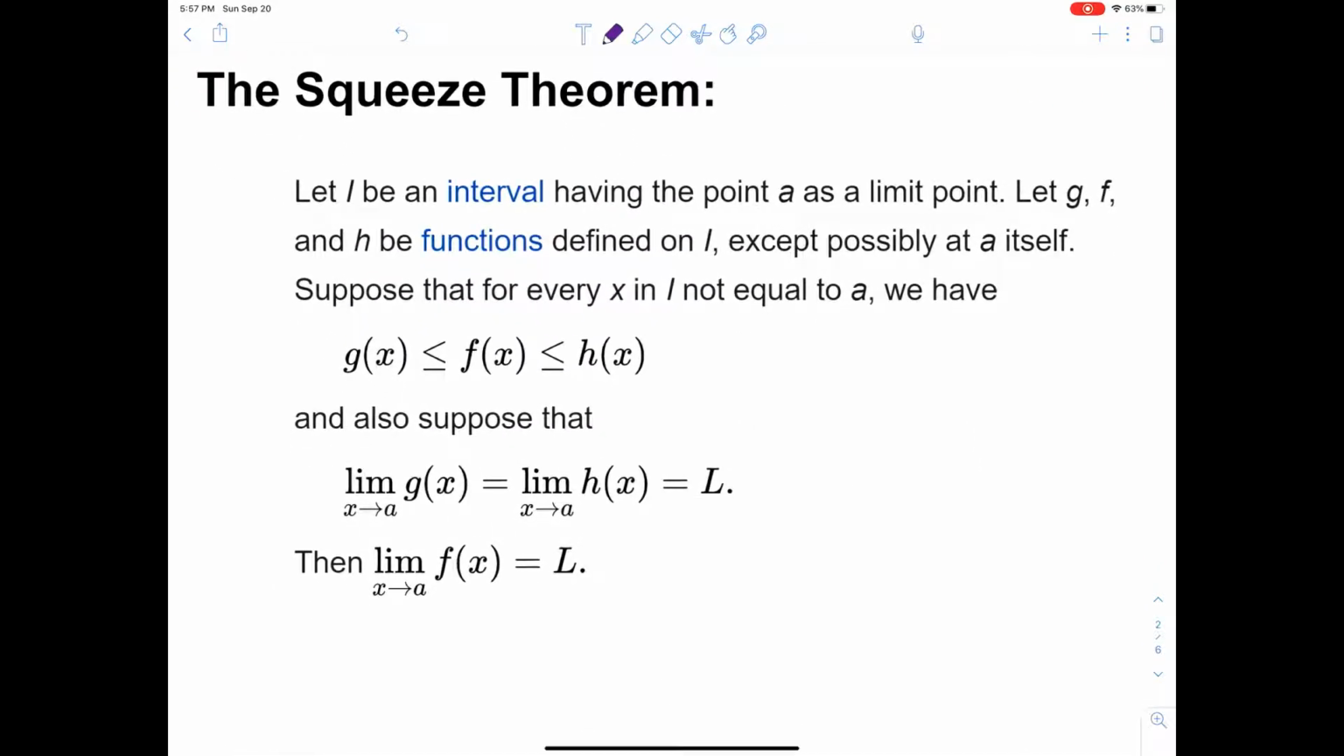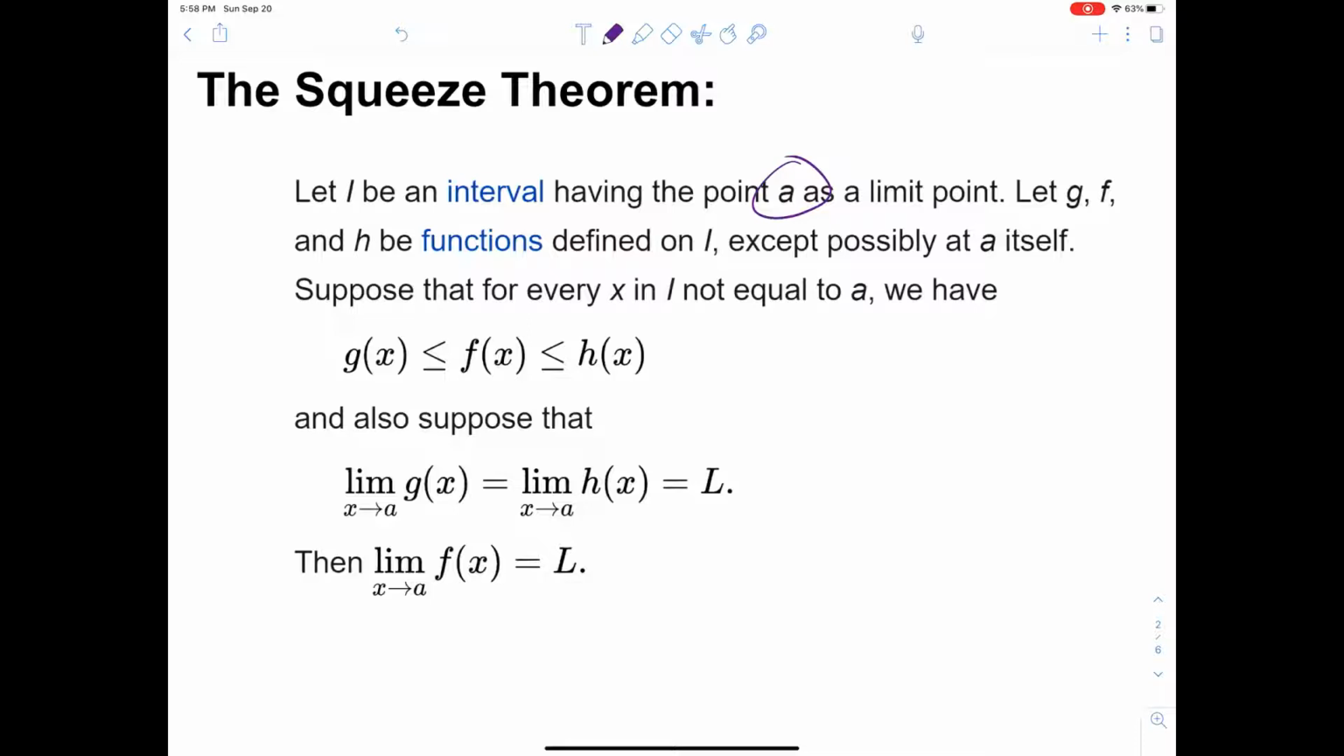This is from Wikipedia, and they use the letter I in math. I don't know why you would ever choose to use the letter I, but here it is in words. I'll explain it in English in just a moment, but let I be an interval having the point A. So the point A is where we're going to evaluate the limit as a limit point. Let G, F, and H be functions defined on I. So they give you an interval, and they want to make sure that all three functions, G, F, and H, are all defined on I, except possibly at A itself. And it's okay for it not to be defined at that little spot, okay?